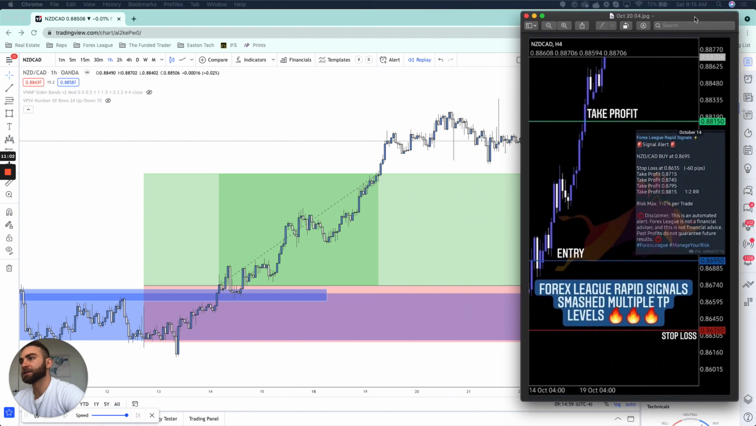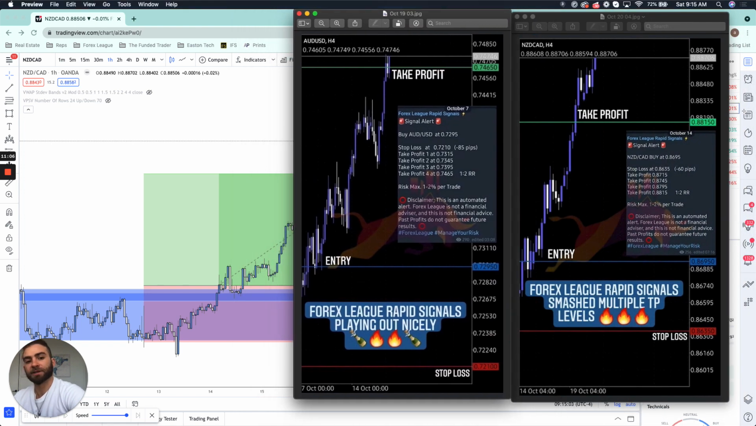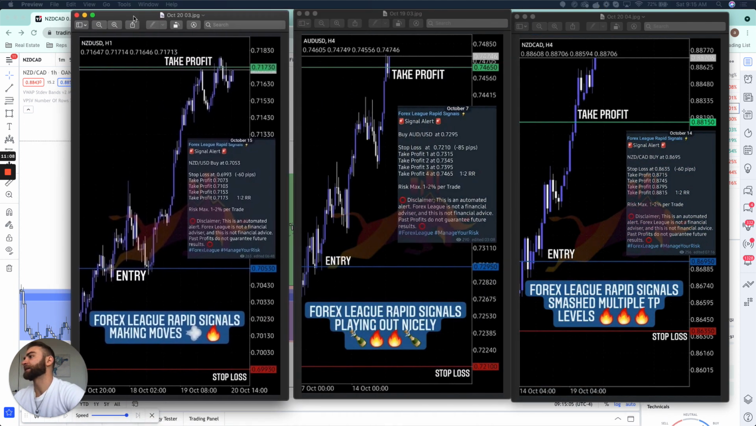Again, this is NZDCAD, this is AUDUSD, and this is NZDUSD. So as you can see on all of these trades, we are giving the buy, the entry price, the stop loss, the take profit. Every take profit is always going to be 2-to-1 risk reward. So we're always shooting for 2 risk reward at least. As you can see with some of these, they have run past 2-to-1 risk reward. But you're getting the entry, stop loss, and all the take profit levels.